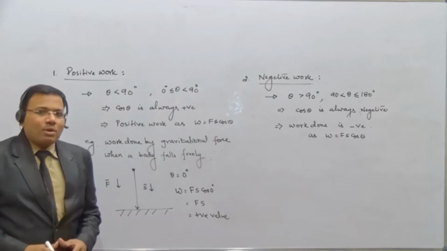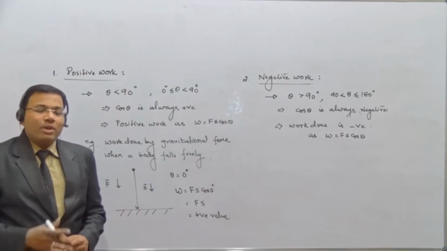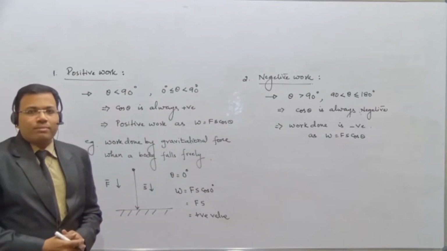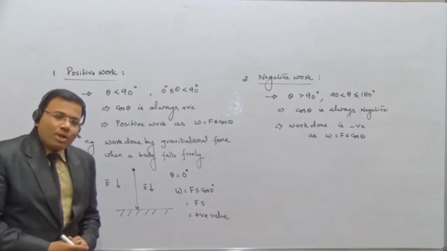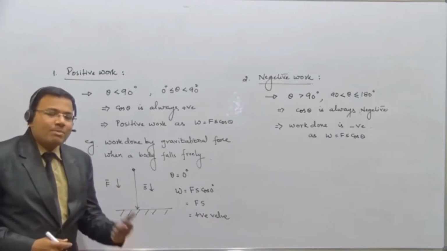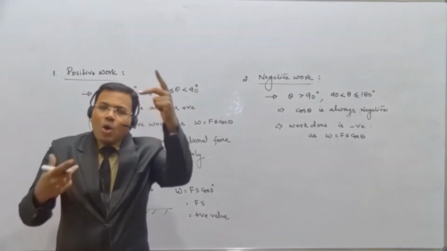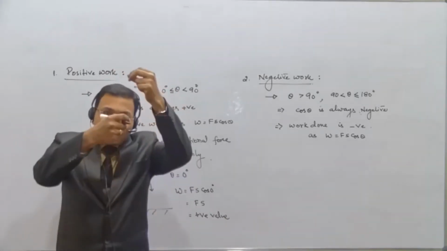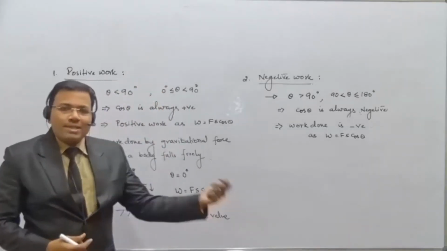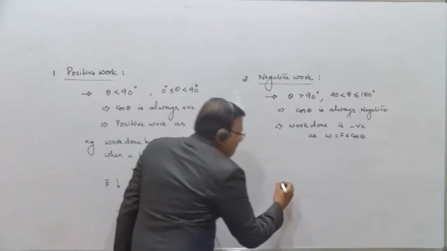What is the example? The best example I can give here is when the body is projected upwards. So when the body is projected upwards, what happens? How is the direction of the displacement? The direction of the displacement is up. But how is the force acting? The gravitational force is acting down. Let us analyze the situation. Example here.